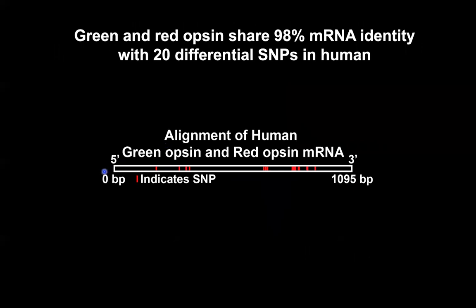So if you align the mRNA sequences, they are 98% similar, the same length, with 20 differential SNPs between green and red opsins shown by these red bars. Previously, aligning sequence reads to these opsins was extremely difficult due to the redundancies of the sequences.